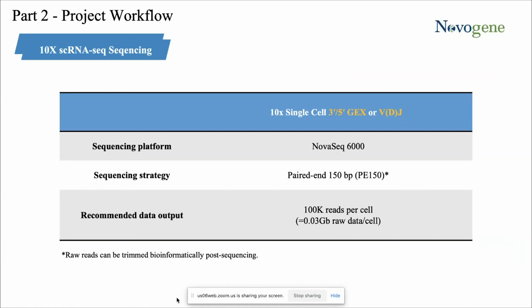Regarding sequencing, we use our NovaSeq 6000 paired-end 150 platform, and the recommended depth is 100,000 read pairs per cell. You will notice that these read lengths are longer than the library requirements, and we can trim the reads bioinformatically for free.